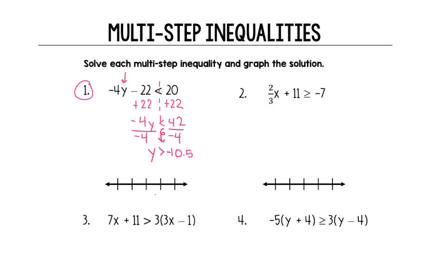To graph this, I'm going to put negative 10 and negative 11 on my number line. Negative 10.5 will be right in the middle. This is going to be an open circle, and we are going to shade to the right.